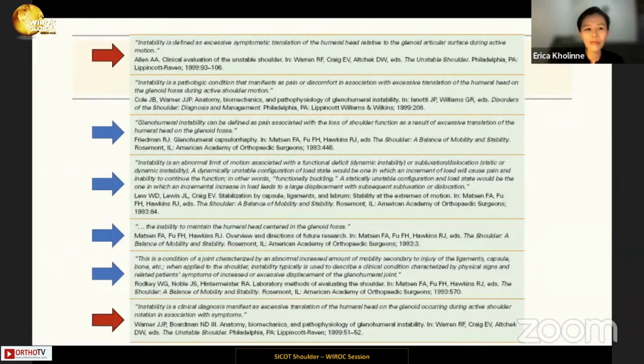I think to avoid confusion, the definition should be very clear, accepted universally by me and you and others, before the disorder can be classified.